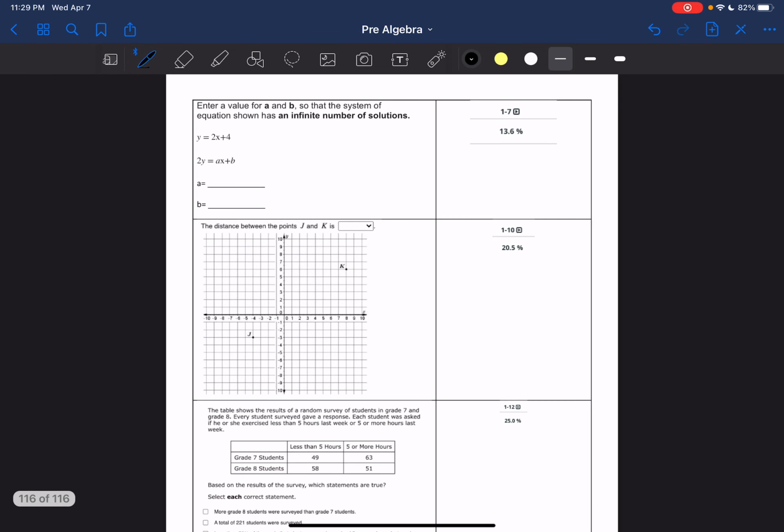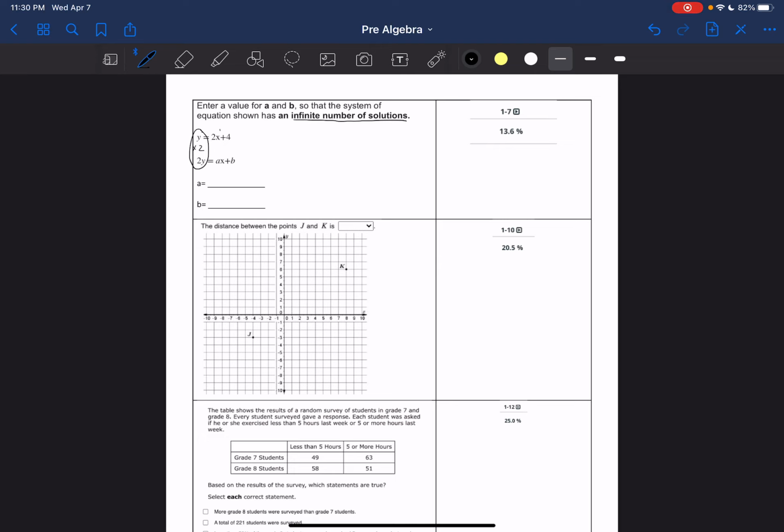So we're going to look at these questions here and try and figure out where we made our mistakes and correct those. On the first question, we were looking for an infinite number of solutions. So for an infinite number of solutions, we want both of the equations to equal each other. So if we look at this y term here, we notice that y appears to have been multiplied by 2 to give me 2y.